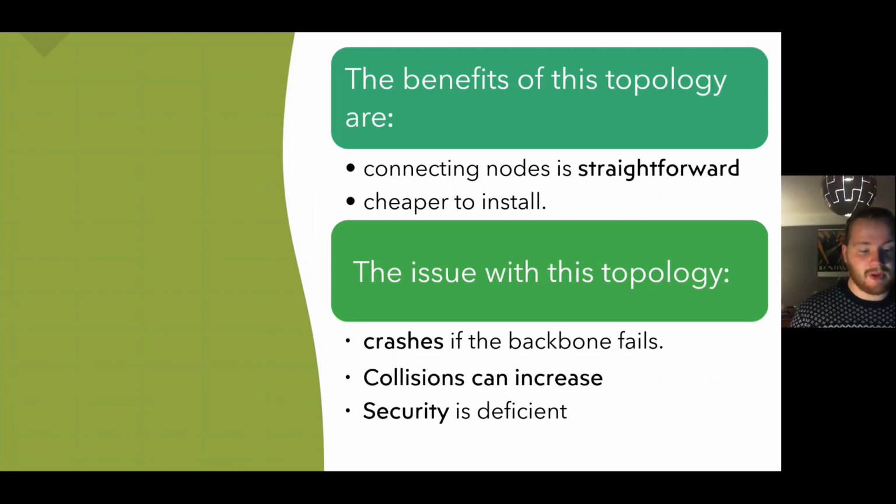The benefits of this topology are that connecting nodes to networks is straightforward, and less cabling can make it cheaper to install. The issue with this technology is that the whole system will crash if the backbone fails. In addition, collisions increase if there is heavy network traffic, making it slower. Plus, security is deficient. If the backbone goes down, the whole network goes down, as we said.